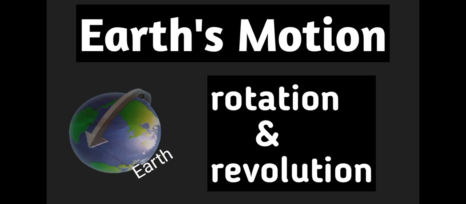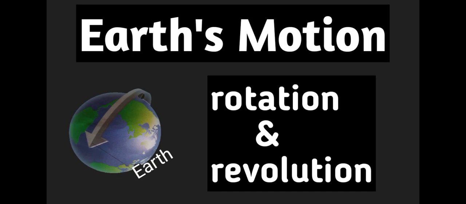The Earth does not stand still. It is constantly in motion. It has two types of motions, rotation and revolution. First, we will talk about rotation. The Earth spins on its axis. This spinning of the Earth on its axis is called the rotation of the Earth.